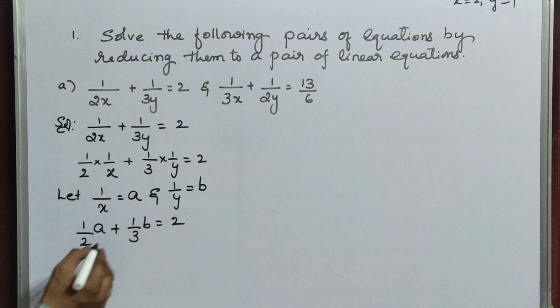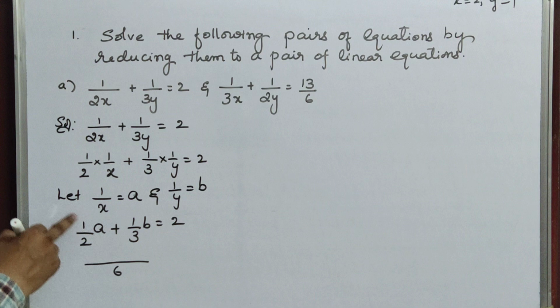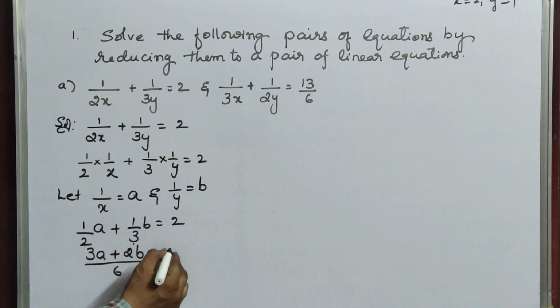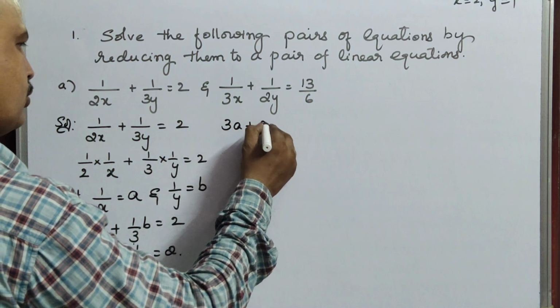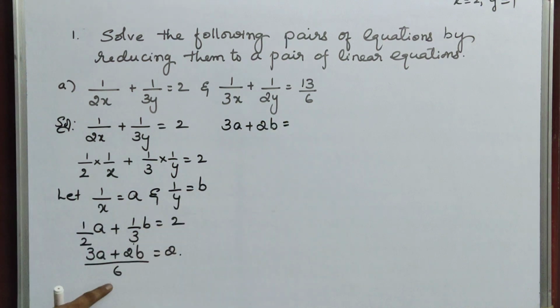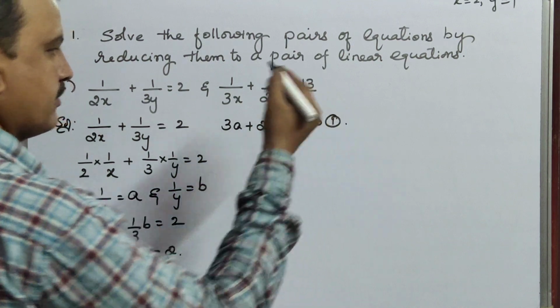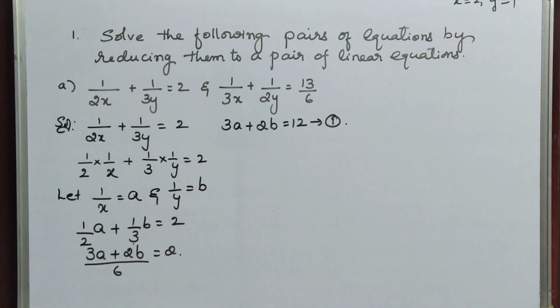Now find the LCM for 2 and 3, children. That is 6. 2 table 6, 3 times, 3 ones are 3a, plus 3 table 6, 2 times, 2 into 1 is 2b, equals 2. That means 3a plus 2b equals 6 into 2, that is 12. Now you got equation 1. See, without any fractions, without any denominators. So 3a plus 2b equals 12.